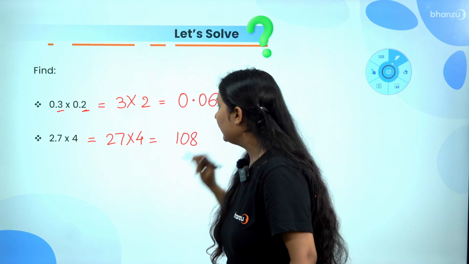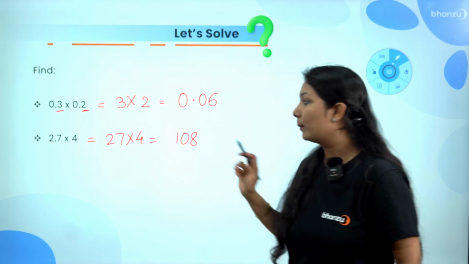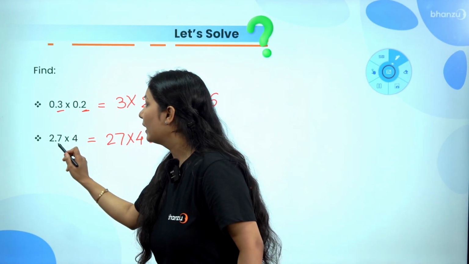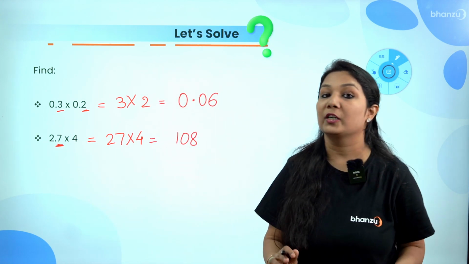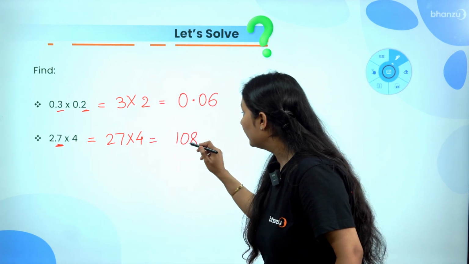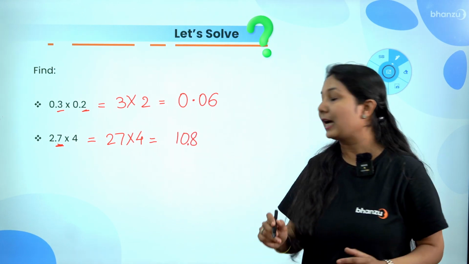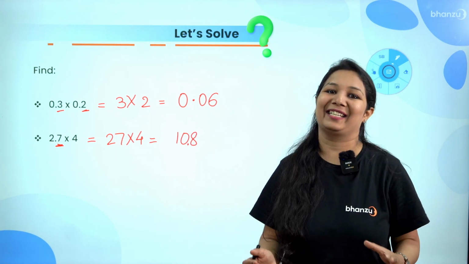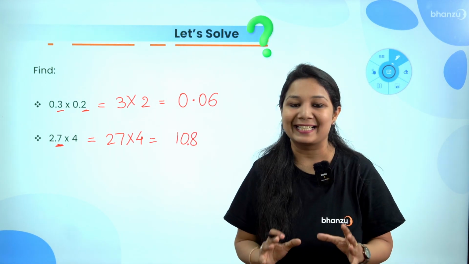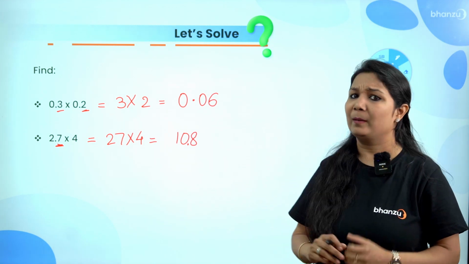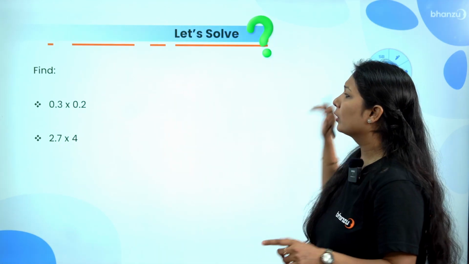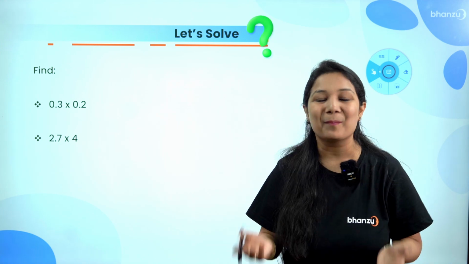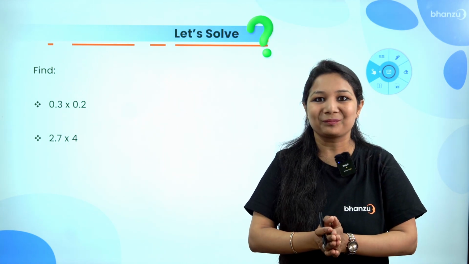108, right? 27 into 4 will be 108, but this time we have only one number with a decimal digit. So it's just 1 digit. So we are going to put it over here. So the answer to it is 10.8. I hope everybody is clear now where to put the decimal back, right? The first step is already same, multiply them as whole numbers, which you have learned.